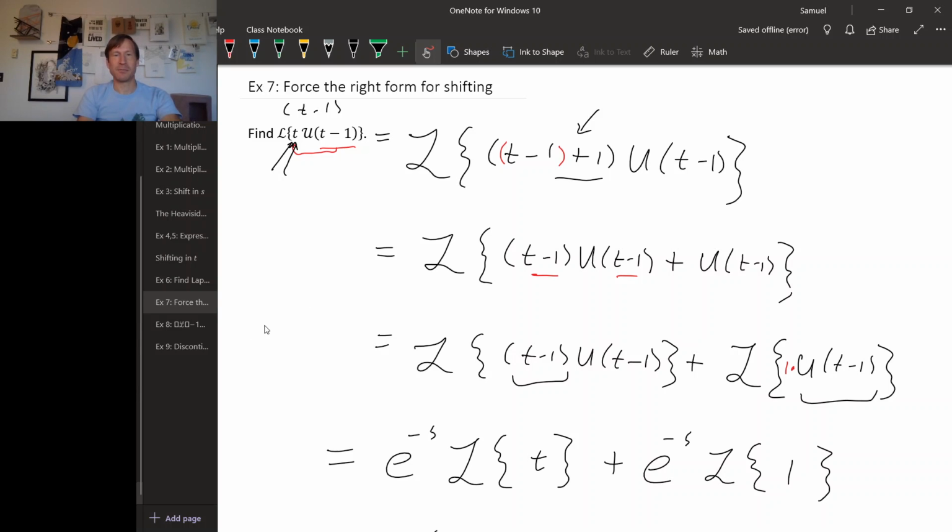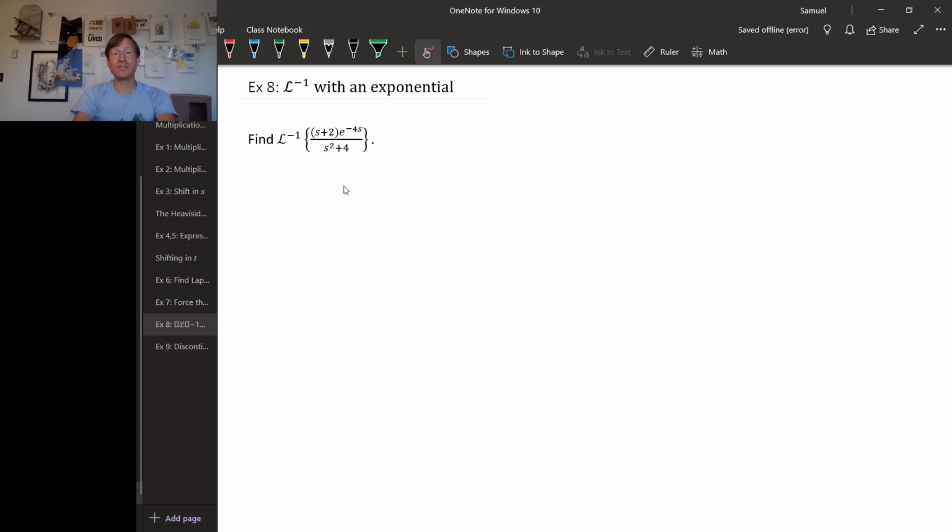Okay, let's look at one more example. Let's find the inverse transform of this mess: s plus 2 times e to the minus 4s, all over s squared plus 4. The thing that catches my eye about this one is that exponential, right? An exponential in the s world looks like a shift in the t world. So let's use that Laplace transform rule.